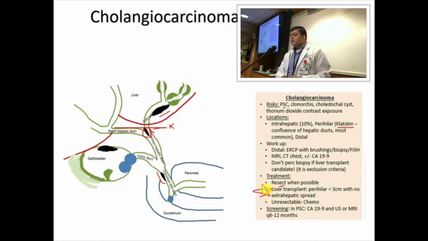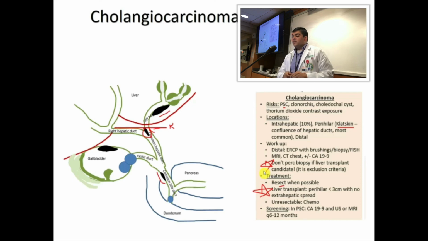So if it's perihilar, and it's less than 3 centimeters, and there's been no extrahepatic spread, that's when you can transplant them. You don't want to do a biopsy if you think they're going to be a liver transplant candidate, because it's an exclusionary criterion because of the risk of seeding throughout the liver. So if you think that they have cholangiocarcinoma, make sure you don't biopsy it. You can do ERCP with brushings and biopsy, but don't do a percutaneous biopsy. That's what that should have said.